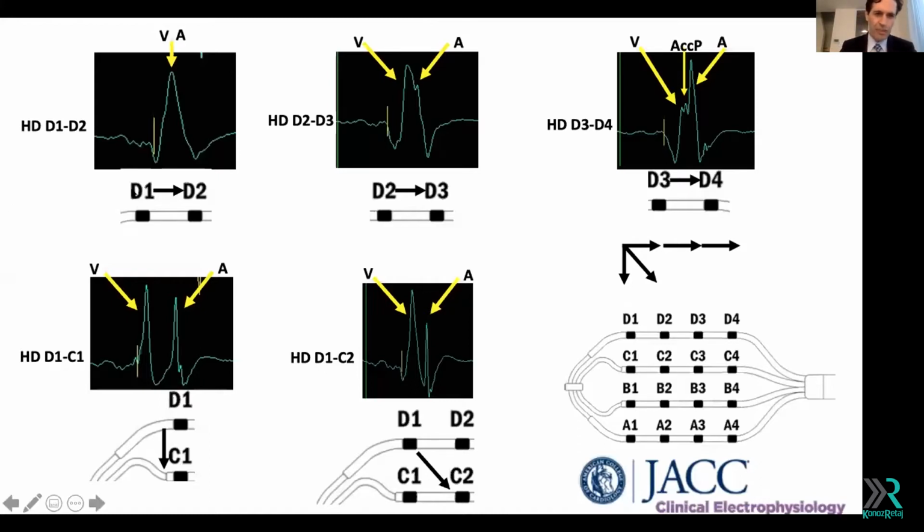We start from D1, D2, where you have a fusion of ventricle and atrium. Then we move from D2, D3, where you have a big ventricular electrogram and a smaller atrial electrogram. And the last trajectory through the atrium, D3, D4, you can see the inverse activation, a smaller ventricular and a bigger atrial electrogram, and also a Kent potential.